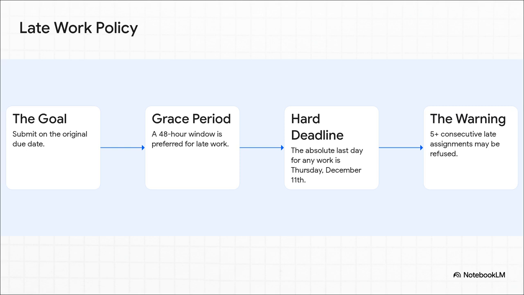But, and this is a big one, don't make it a habit. If you turn in 5 or more assignments late in a row, that can be seen as taking advantage of the policy, and that work might not get accepted. The bottom line is, if you're falling behind, just communicate.